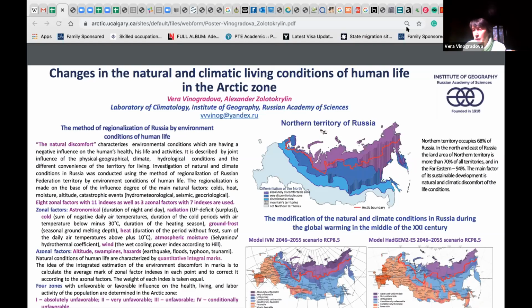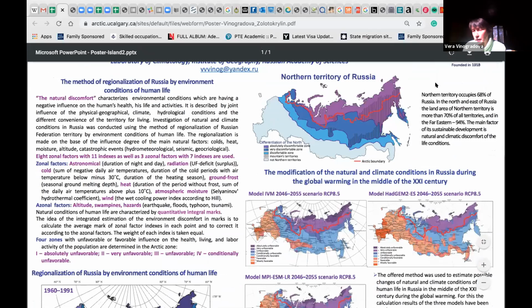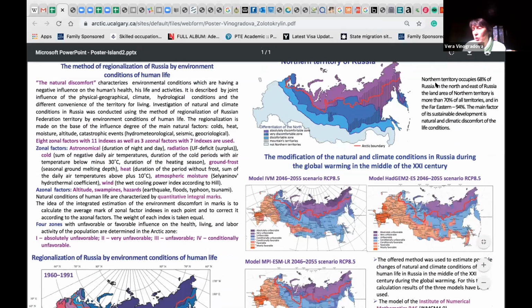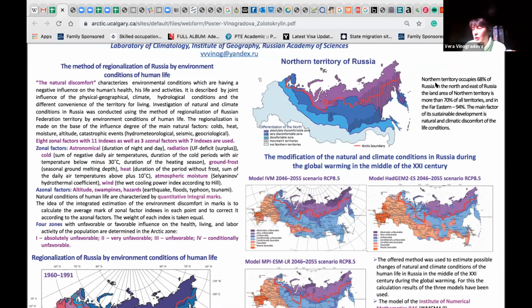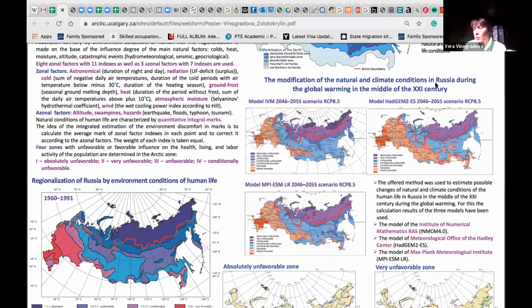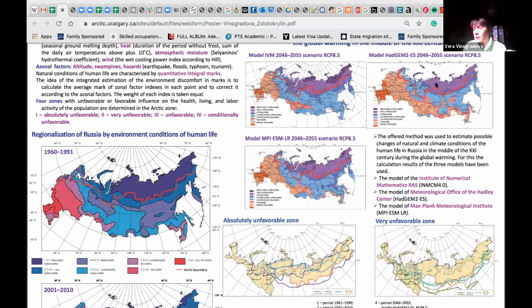The right side of the poster displays the modifications of natural and climate conditions in the Russian Arctic during global warming in the middle of the 21st century. The calculation results of three models have been used. The first model is from the Institute of Numerical Mathematics. The second is the model of the Meteorological Office of the Hadley Center. And the third is the model of Max Planck's Meteorological Institute.